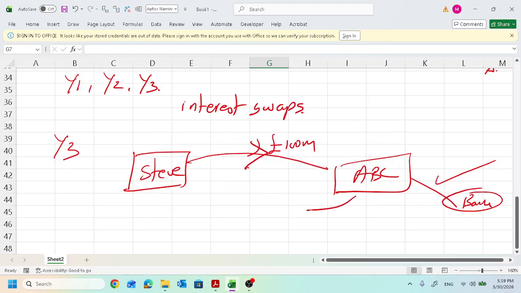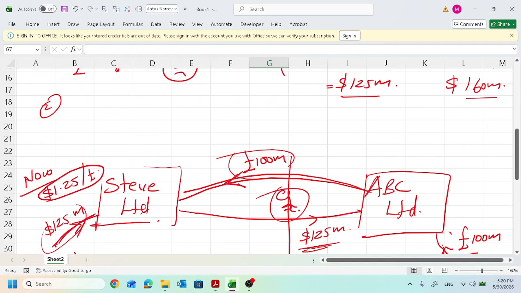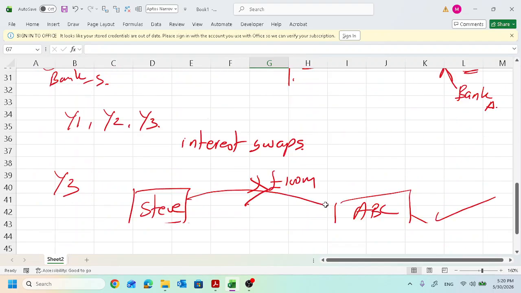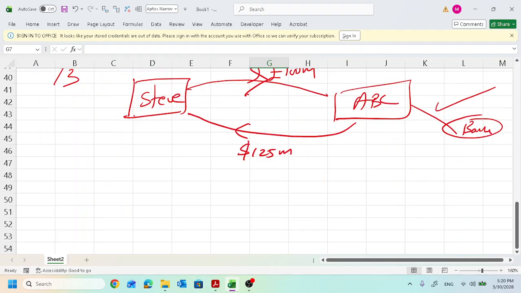Similarly, ABC will give back the 125 million dollars they received at the beginning. Now from their project, they also invested somewhere for 3 years. They get the money back and give it to Steve. Steve will take that money and pay the bank. This is how the currency swap works.